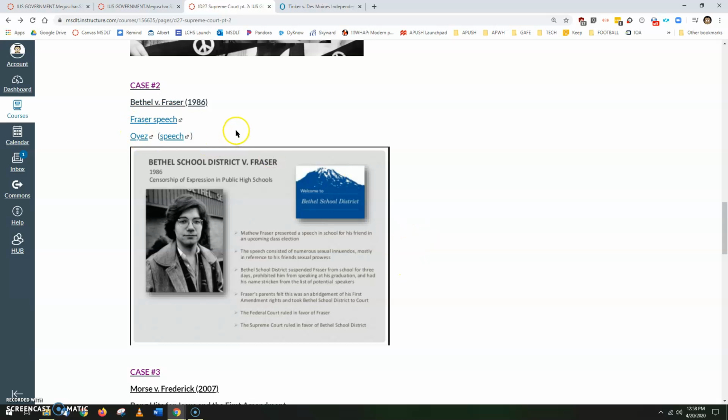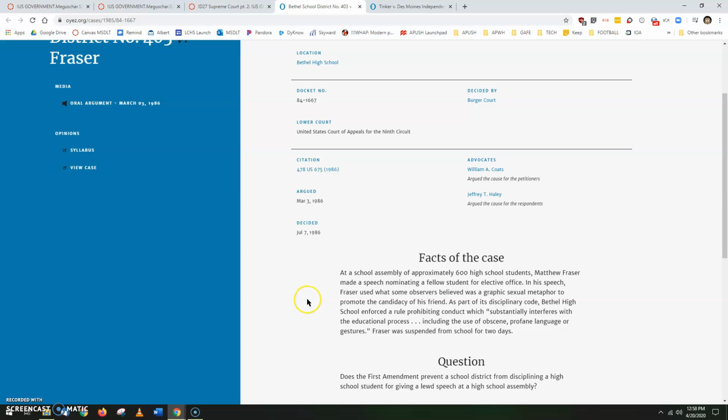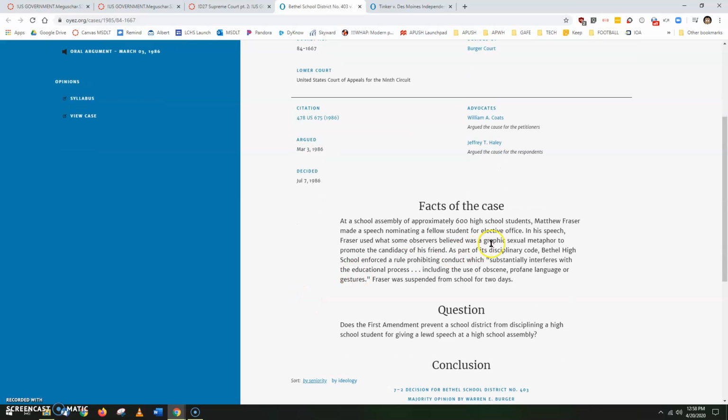And so again, what you need to do is go to Oyez here, and you're going to look up this case, and you can see that this one's argued in 1986. So now we're starting to get a little bit of time. It's just a little bit less than 20 years. So at a school assembly, 600 school students were assembled. Matthew Frazier made a speech nominating a fellow student for elective office. In his speech, Frazier used what some observers believed were graphic sexual metaphors to promote the candidacy of his friend.